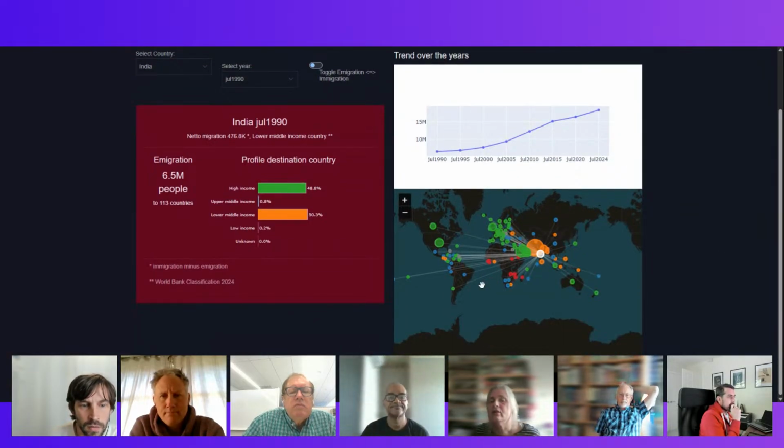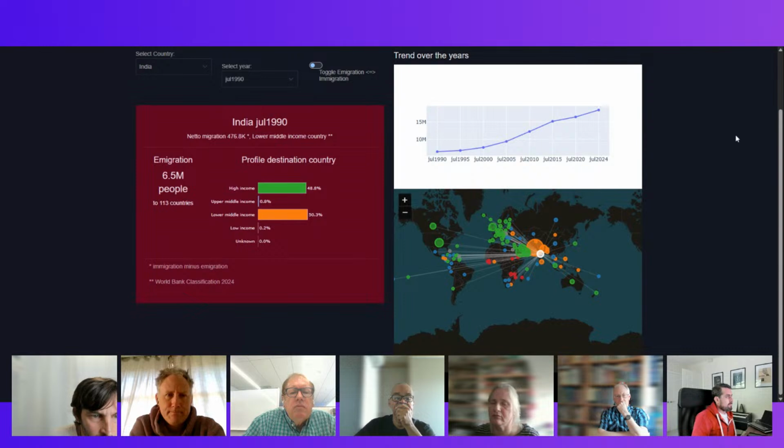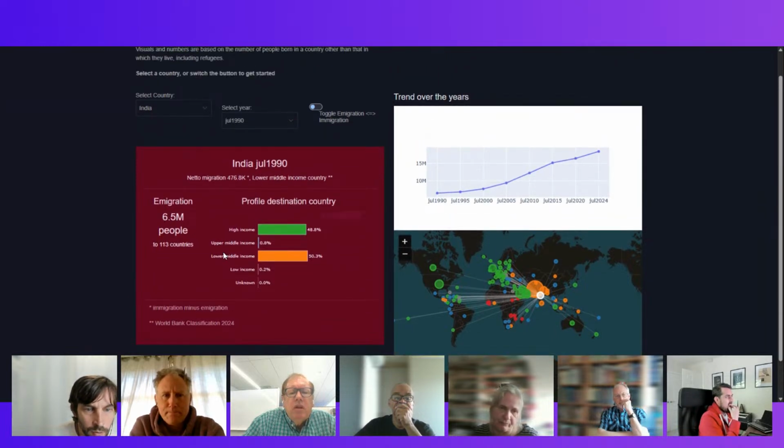From India to abroad. That's a lot of green countries. And when you look at the snapshot of 2024, the last snapshot in our data set, it's really a lot of green. So 48%, almost 50%, are going from India to high income countries. Yeah, but that's over 35 years.